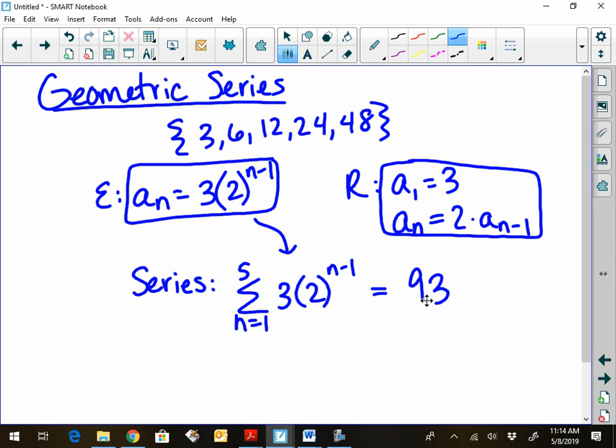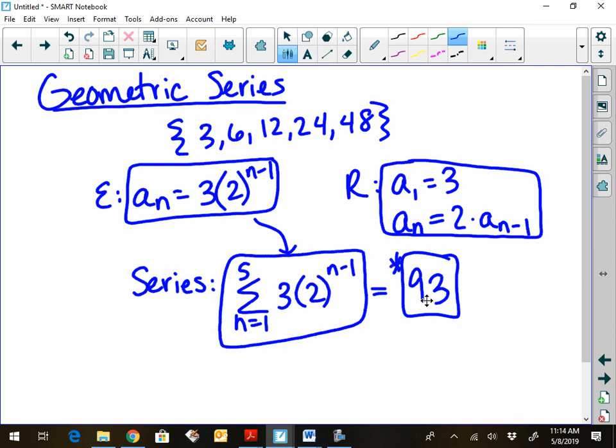Right? Because we get 10, 20, 30, 40, 50, 60, 70, 80, 90, and then we have the 3 at the end. Good. So we get 93 for our sum, and we have our answer here. Now, 93, we're going to come back to that again, and we're going to try to solve that with the formula that we get for geometric series in general.